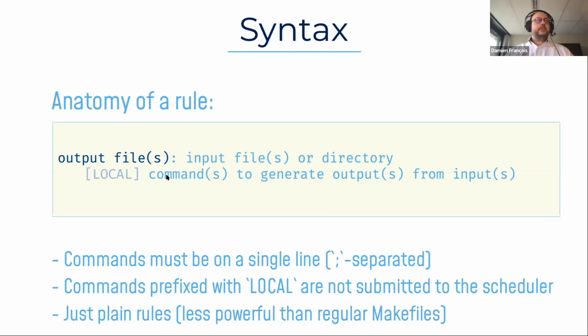So if you have multiple commands, you will need to separate them with a semicolon. You can also prefix the command with local, and that will indicate to Makeflow that even though you might have asked previously Makeflow to submit the commands to a workload scheduler like Slurm or PBS, you want this step to be only processed locally.